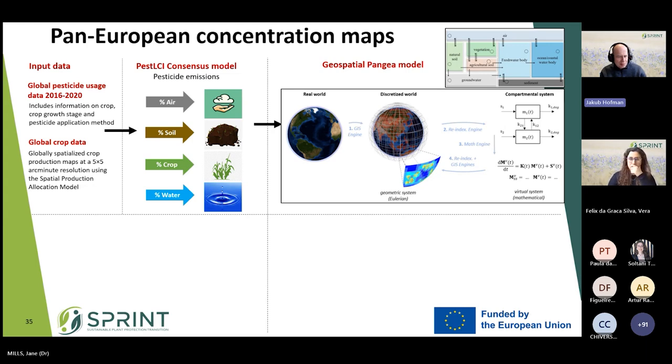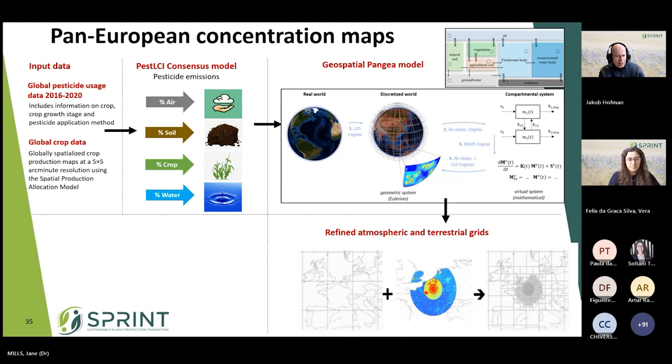So this is called geometric system, and all these georeference data were projected in this system. Next. The last step before getting the maps was refining of terrestrial and atmospheric grids, resulting in multi-scale grids in Pangea.